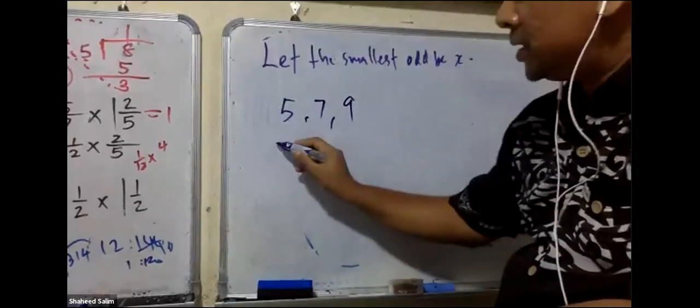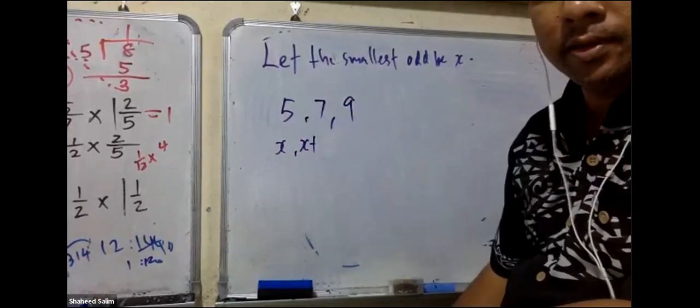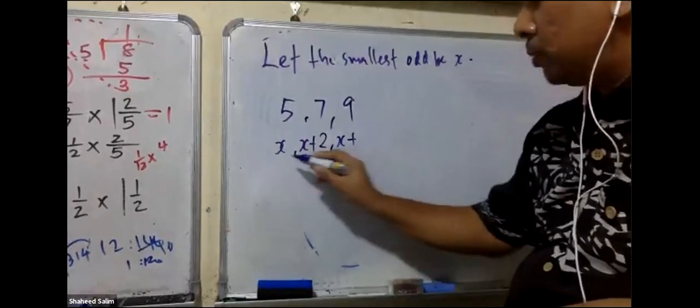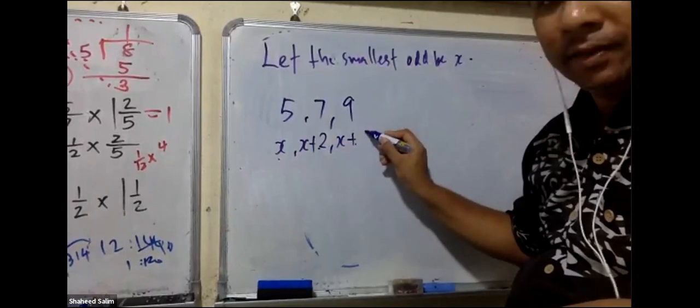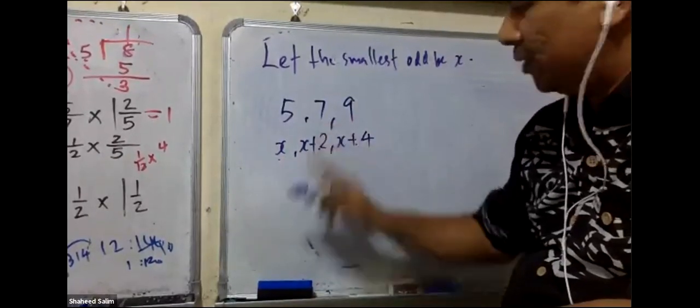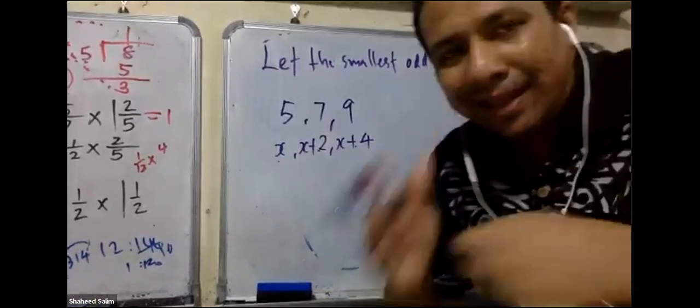What's the next odd number? 7. 9. So this is x. This one must be x plus 2. And the next one must be x plus 2 plus 2, which equals x plus 4. You see, 5 plus 4 is 9, 5 plus 2 is 7. Now this is always true of the odd numbers.